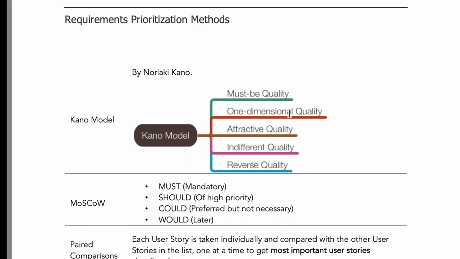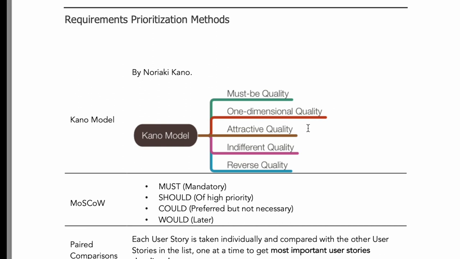One-dimensional qualities are anything which, if you work on it, is going to give you customer satisfaction, and if you slightly ignore it, is going to give dissatisfaction. Something like how many staff you should have at the hotel check-in, check-out counter. If you have fewer staff, there's going to be a problem because there's a lot of waiting time. If more staff, it's a lot of cost for you, but customers are going to be happy. So you need to strike a balance and work on that.